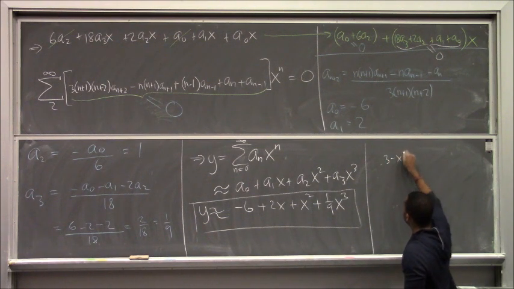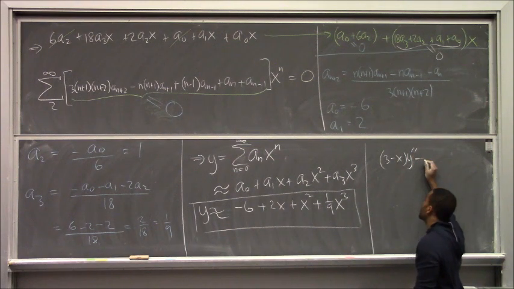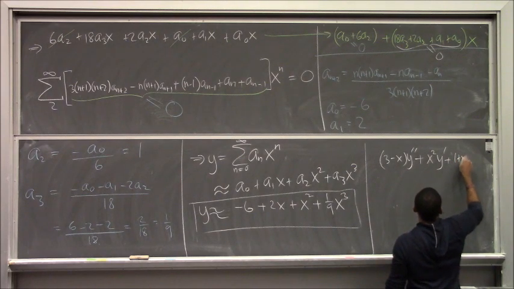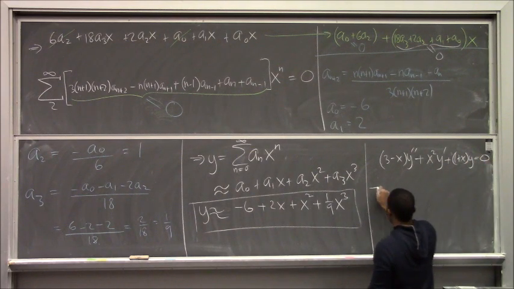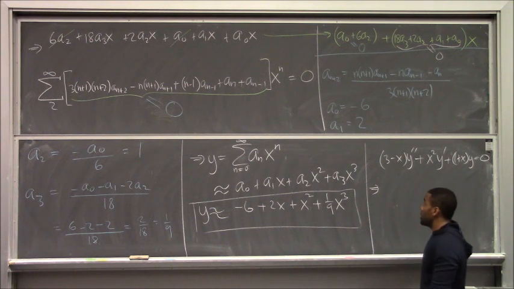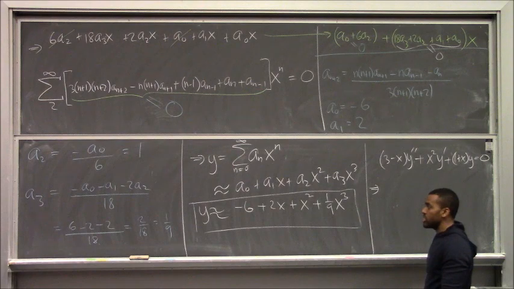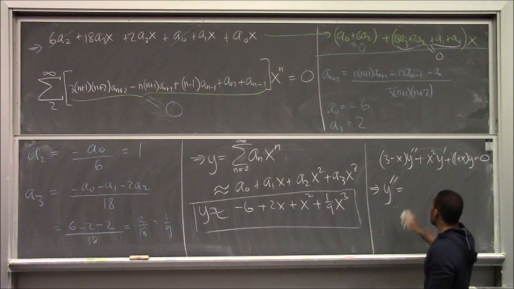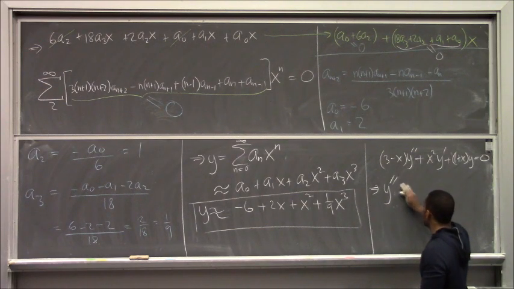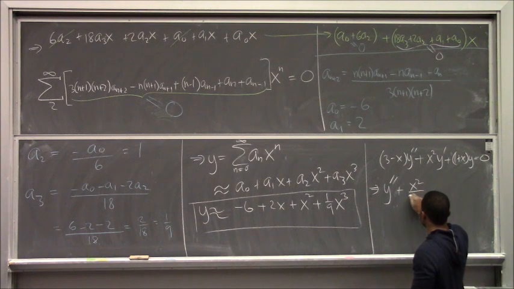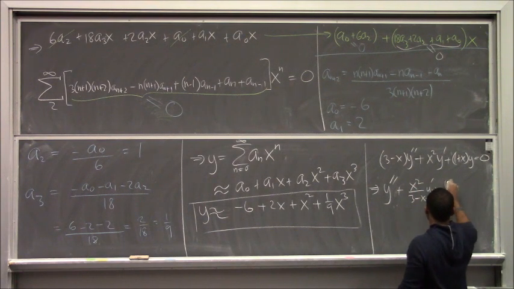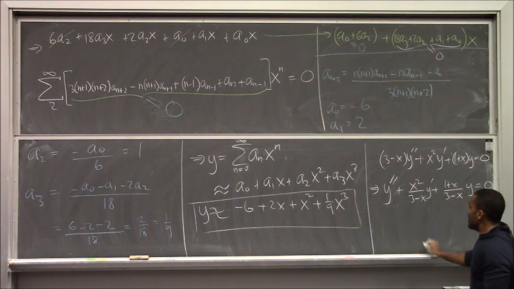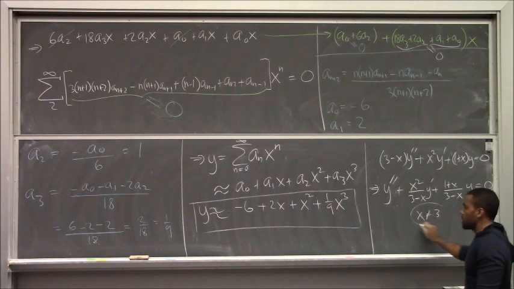3 minus x, y double prime, plus x squared, y prime, plus 1 plus x. Now, remember how we define where a differential equation has a unique solution by the existence and uniqueness theorem? We first found the standard form, right? So notice that I have to divide through by the 3 minus x, which means our x cannot be 3, right?